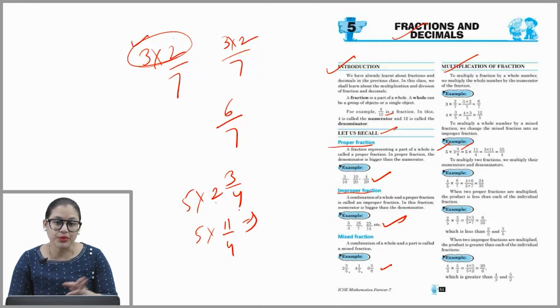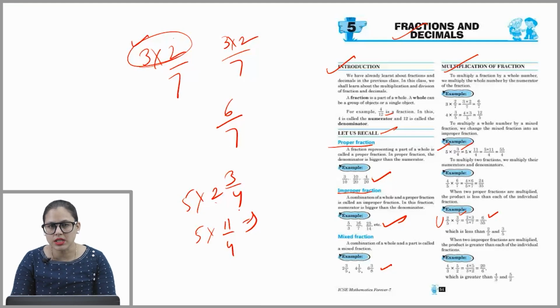When two proper fractions are multiplied, the product is less than each of the individual fractions. For example, see, these two are what? Proper fractions, and the product is less than each of the individual fractions, okay? When two improper fractions are multiplied, the product is greater than each of the individual fractions. For example, these two are improper fractions, and after multiplying, the answer we get is greater than these two improper fractions, okay?